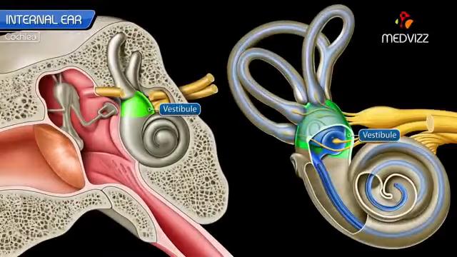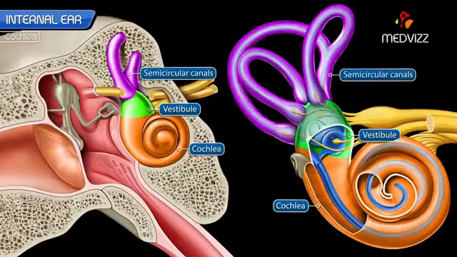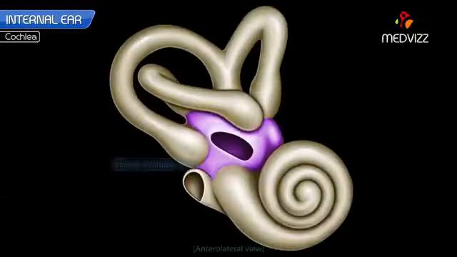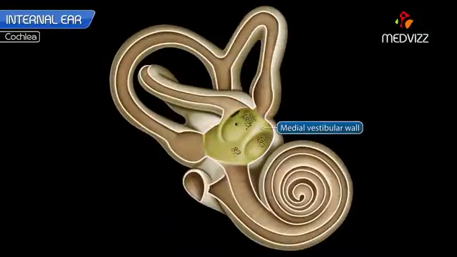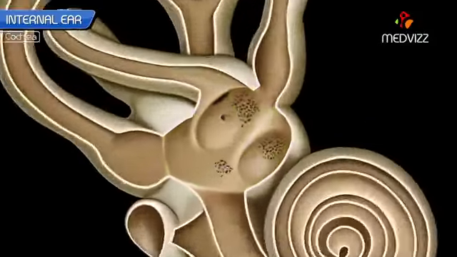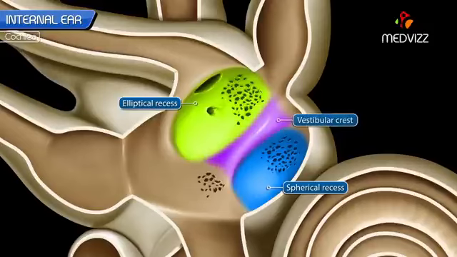Vestibule. The vestibule is a central ovoid cavity in the bony labyrinth and lies between the cochlea in front and the three semicircular canals behind. It is situated medial to the tympanic cavity. The lateral vestibular wall communicates with the middle ear cavity by the fenestra vestibuli, which in life is closed by the footplate of the stapes and annular ligament. The medial vestibular wall presents two recesses, a spherical recess in front and an elliptical recess behind. The two recesses are separated by the vestibular crest, which splits inferiorly to enclose the cochlear recess.